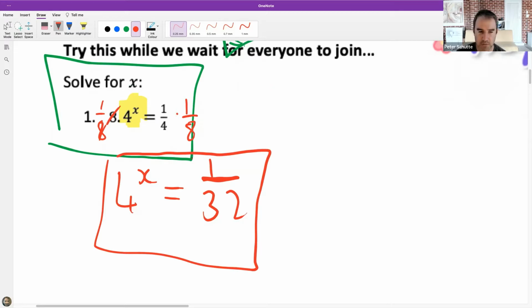In the easy question, both sides had a 4 in them. How am I going to get a 4 on the right-hand side? Who wants to give me a tip? What do I need to do with this over here? I'd really like for the right-hand side to be 4 to the power of something, but I'm a little bit stuck.